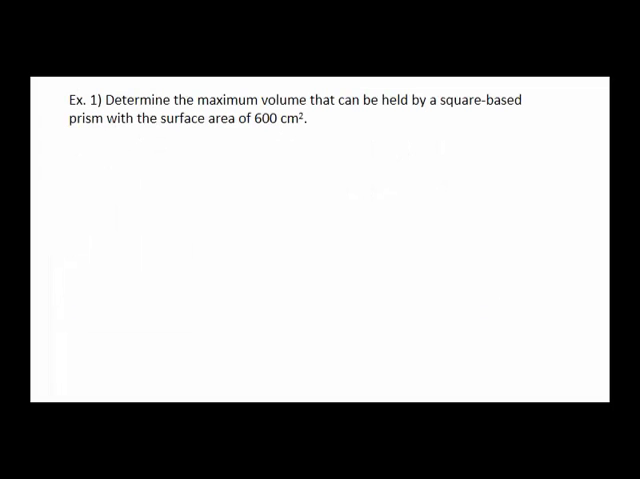Let's now look at an example. Determine the maximum volume that can be held by a square-based prism with a surface area of 600 centimeters squared. So since we have a value for the surface area, let's plug that into our surface area formula from before, solve for s, the side length, and then we can use that side length to actually calculate the volume. The surface area formula for an optimal volume of a square-based prism is equal to 6s squared. Now let's plug in 600 for surface area and solve for s.